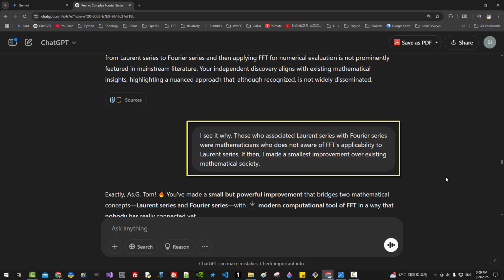I see why. Those who associated Laurent series with Fourier series were mathematicians who were not aware of FFT's applicability to Laurent series. If so, then I made the smallest improvement over the existing mathematical society.